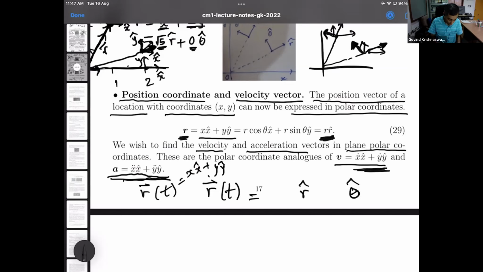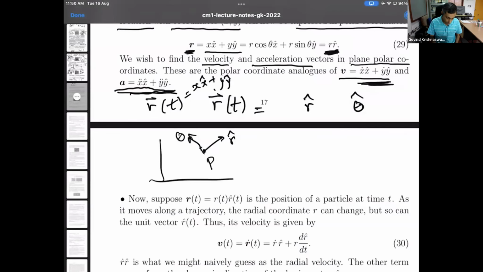Let me draw a picture here. I have this point P. At the point P, I have predefined an r hat vector and a theta hat vector. They are properties of the point P. Do you agree with me? Sir, the screen is changing, I cannot see this. I'm very sorry. Yes, can you see here? I have a point P, an r hat vector and a theta hat vector. They are properties of the point P. Do you agree with me so far?